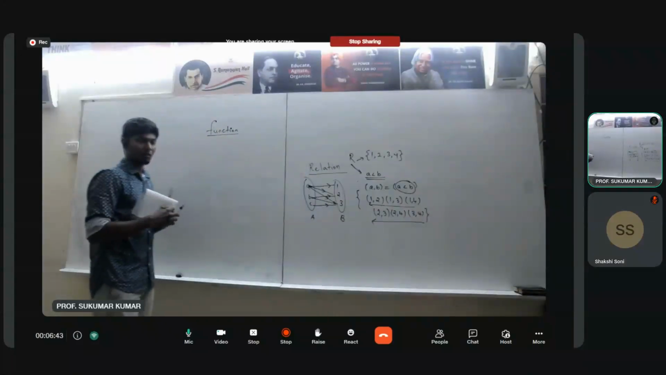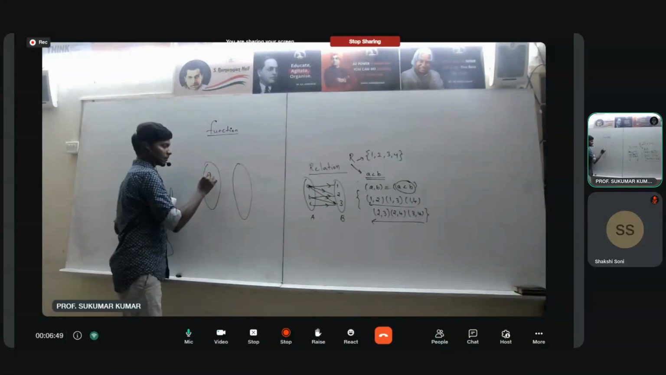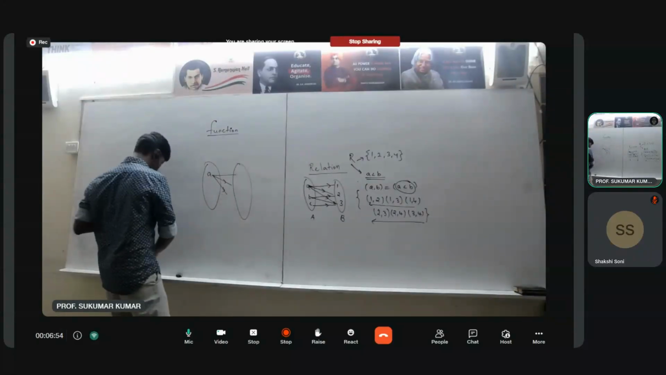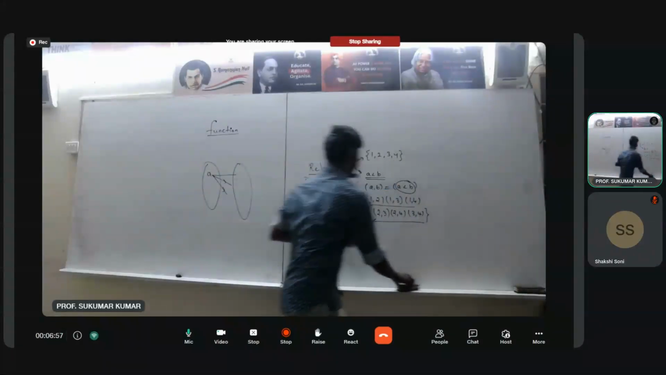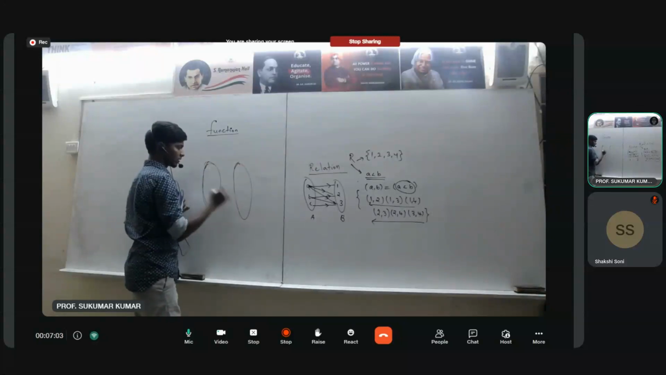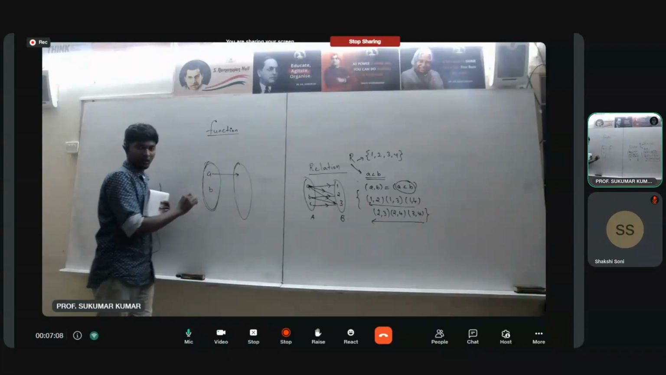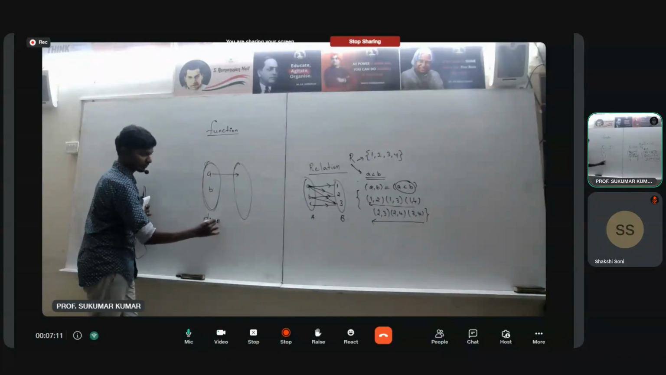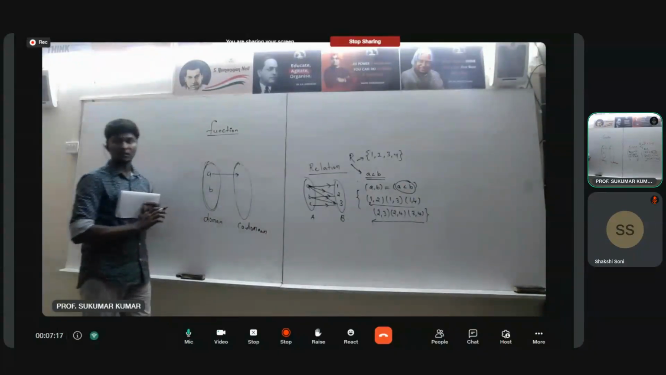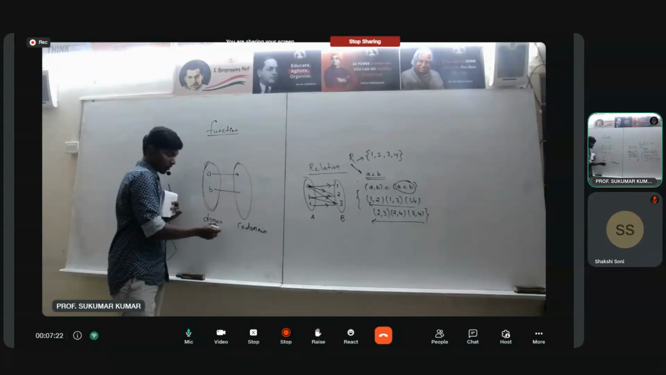But function, for your understanding: in a relation we can have more than one arrow from an element. That is a relation. But function has only one arrow from the particular element. This is called the domain, and this is called the codomain. The necessary and sufficient condition for a relation to be a function is that all the domain elements should map.